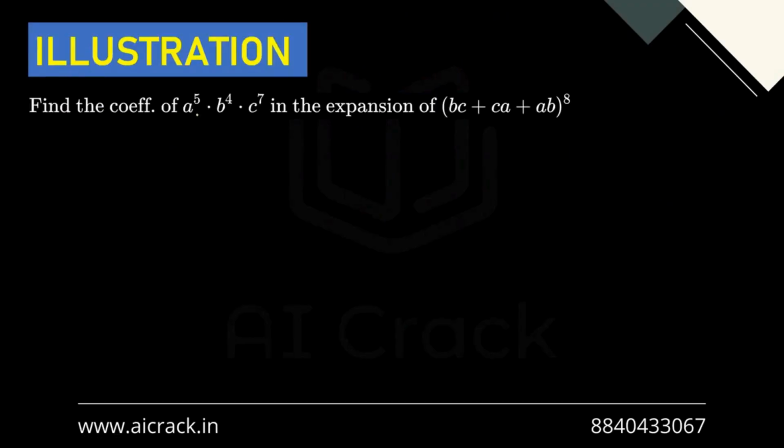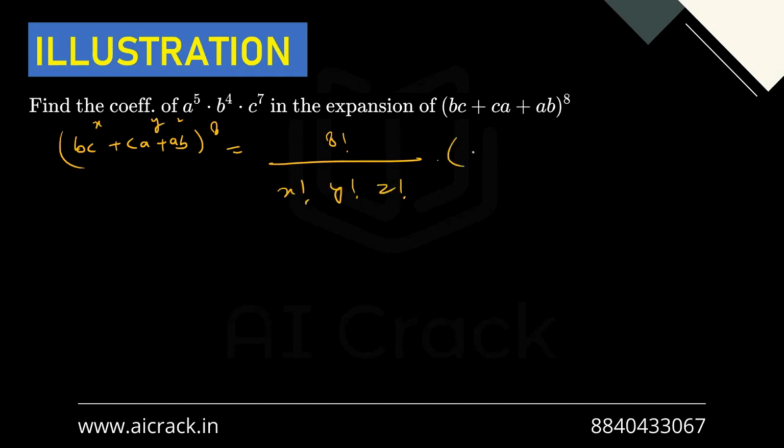Find the coefficient of a raised to power 5, b raised to power 4, c raised to power 7 in the expansion of (bc plus ca plus ab) raised to power 8. So we have (bc plus ca plus ab) raised to power 8. Now we can write the general term as 8 factorial divided by, let's say I'm calling the powers x, y, z, so x factorial, y factorial, z factorial, multiplied by (bc) raised to power x, (ca) raised to power y, (ab) raised to power z, right? Now the first thing to understand is that x plus y plus z equals 8.